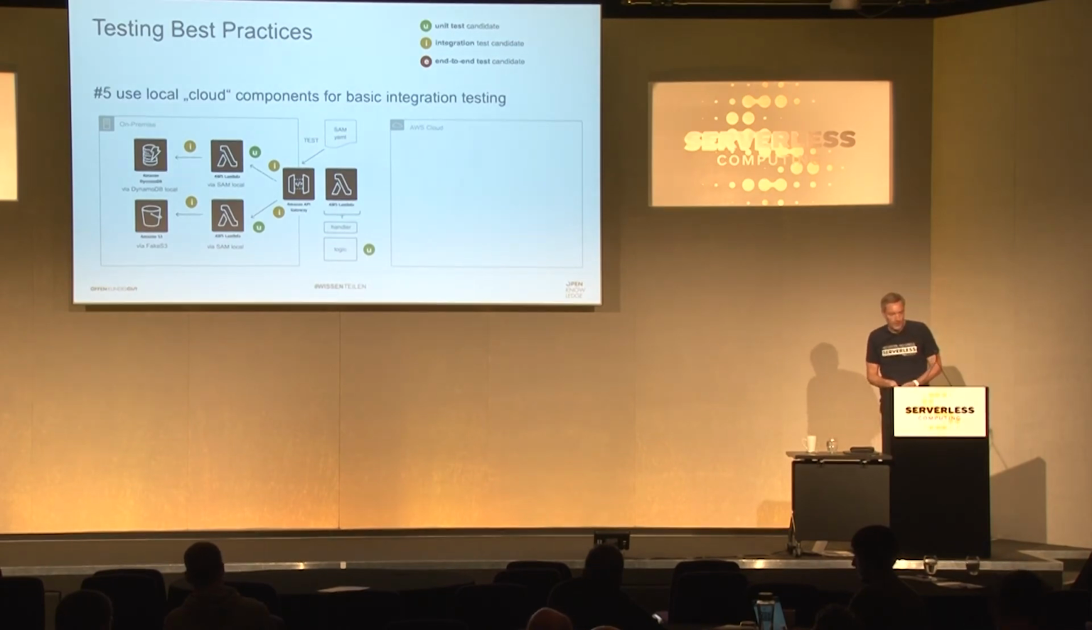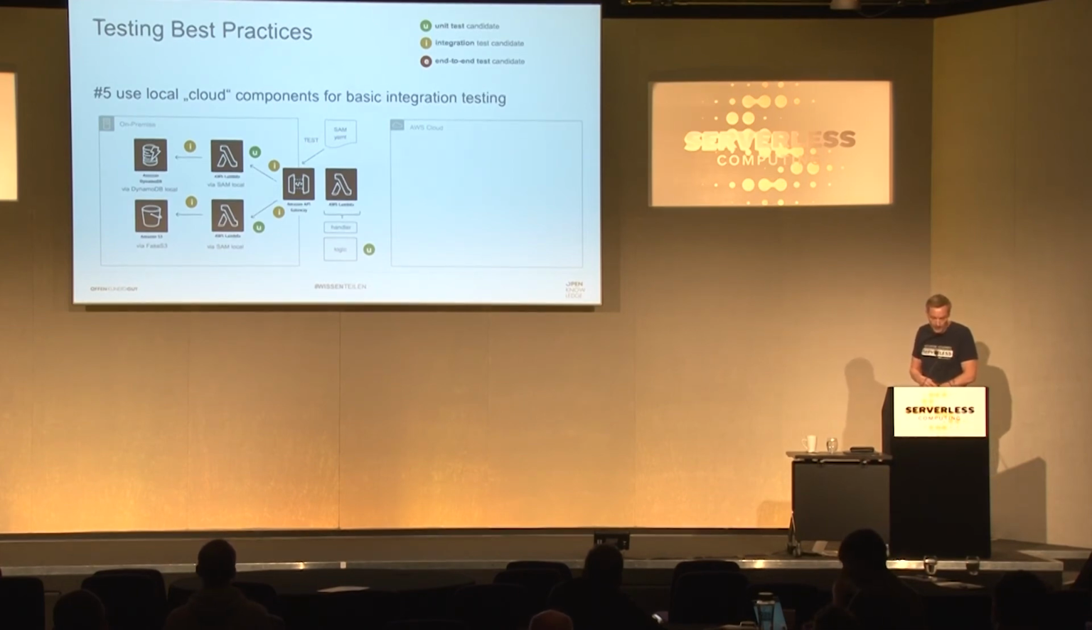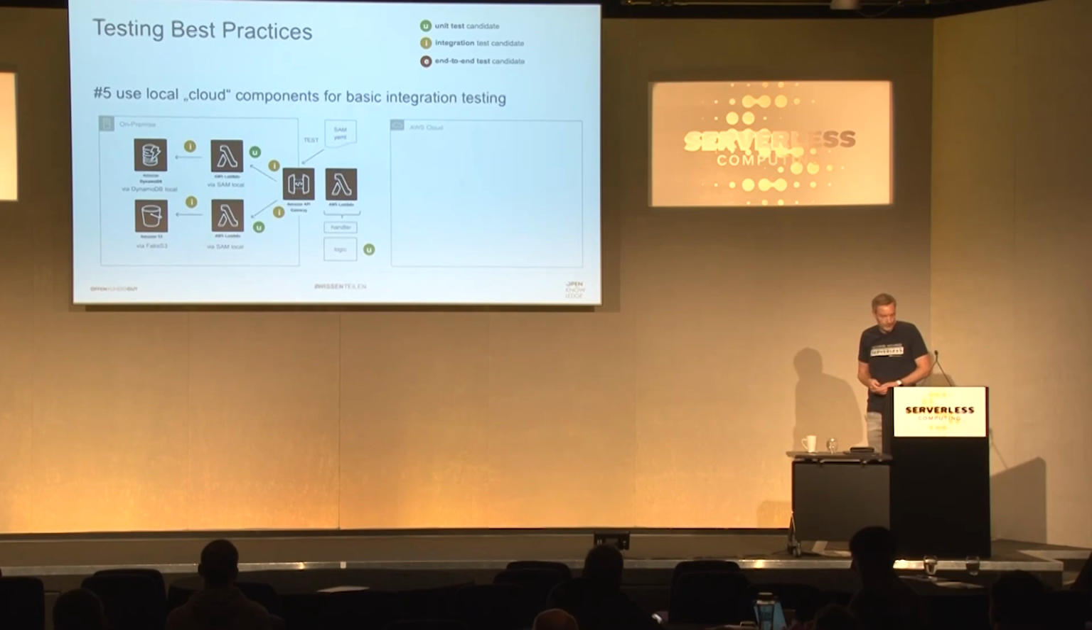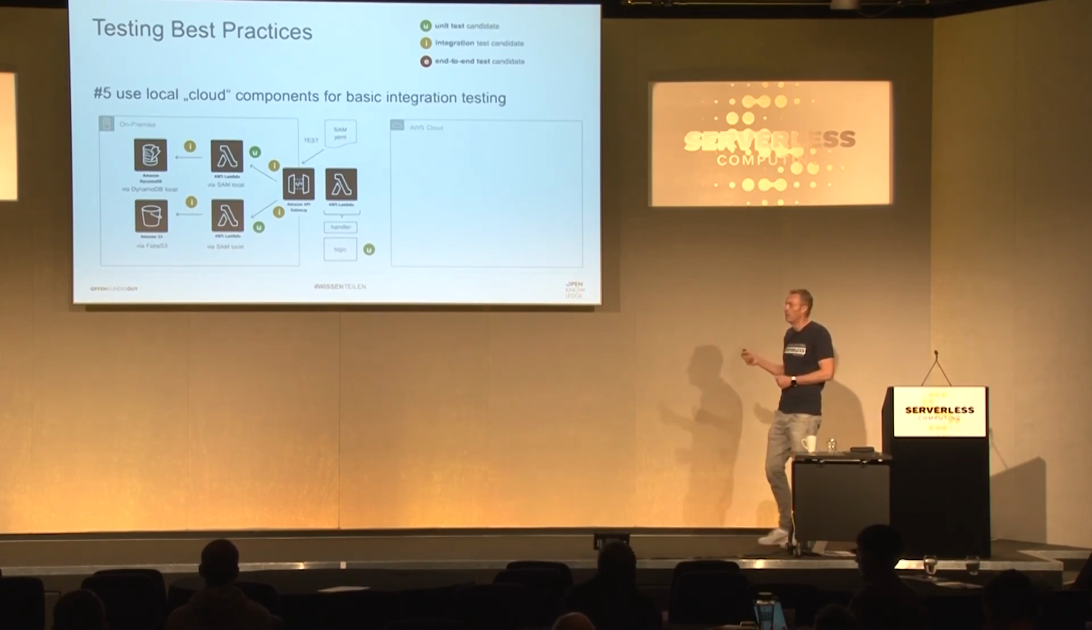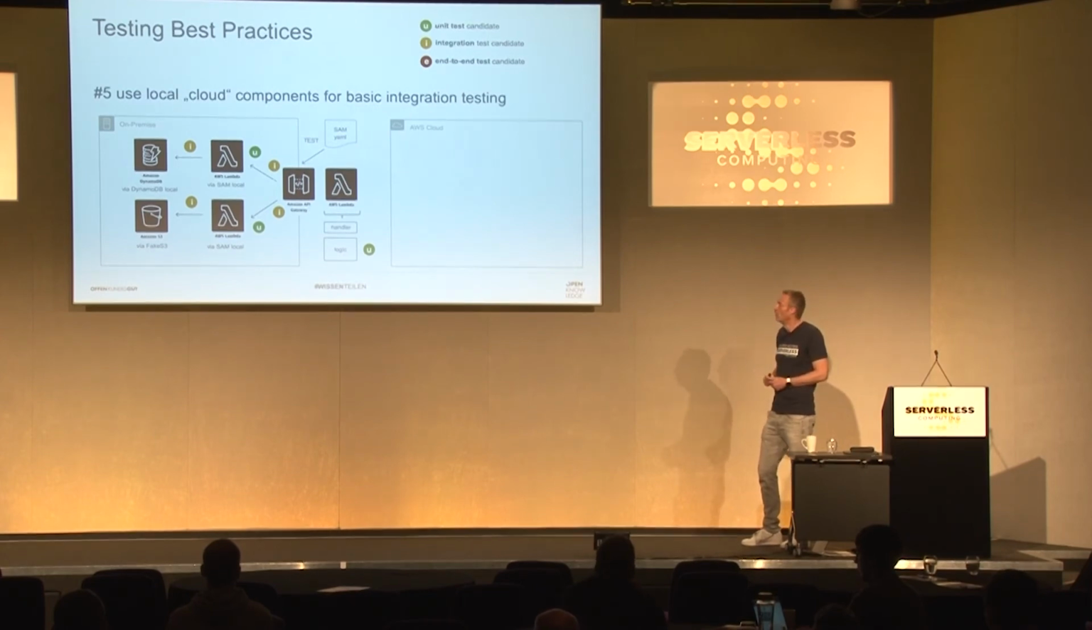Okay, so next, I think three more to come. Next, best practice: use local cloud components for basic integration testing. And I will run a little bit faster over this. This means you can install DynamoDB locally or S3 locally or similar components. What we want to test is that our Lambda function calls this local DB, for example, or local storage system, and that these components trigger our Lambda functions.